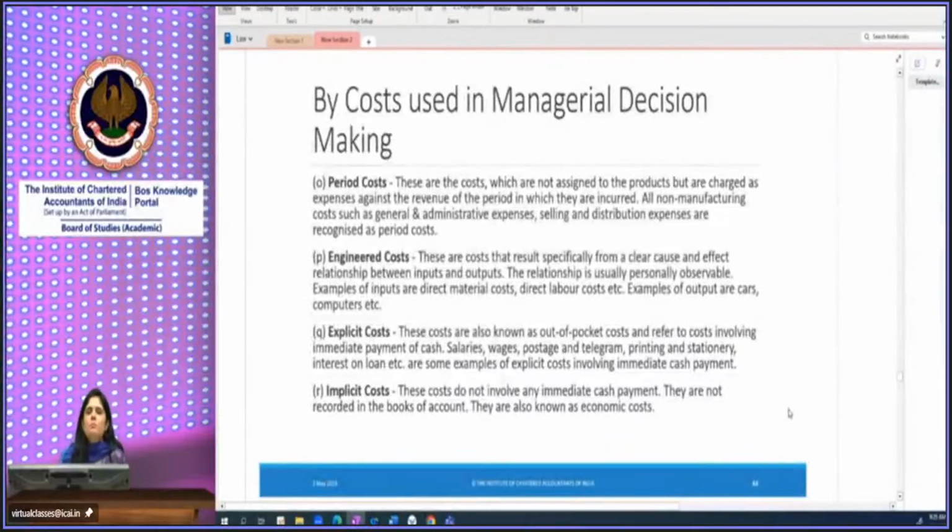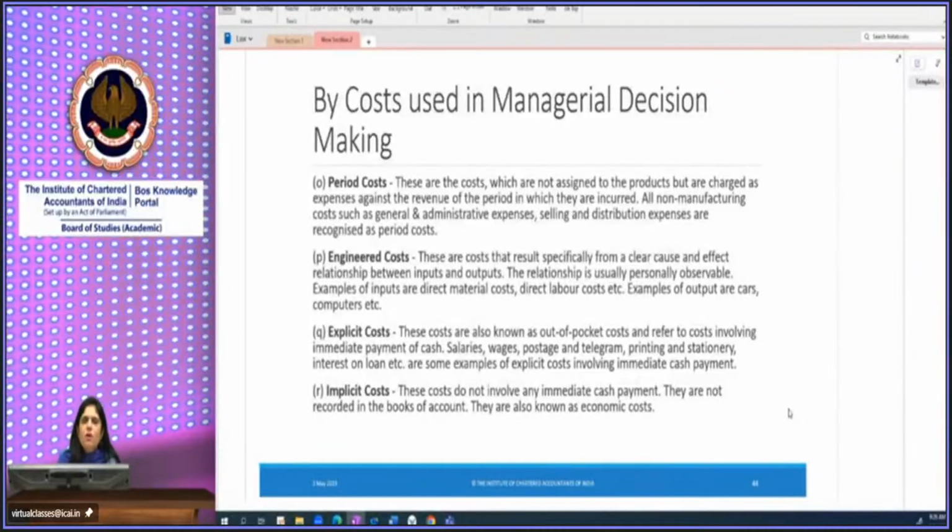Period cost. Period cost means costs which are not related to product. They are charged to the period. Rent is the best example of period cost. Rent is not associated with the products you are making. Rent is associated with the time period. 5,000 per month is not related to 5,000 per product A or product B. So any cost which is related to the time period. Depreciation, if it's related to time. Interest, it's related to time. Rent, it's related to time. They are called period cost, not product cost.